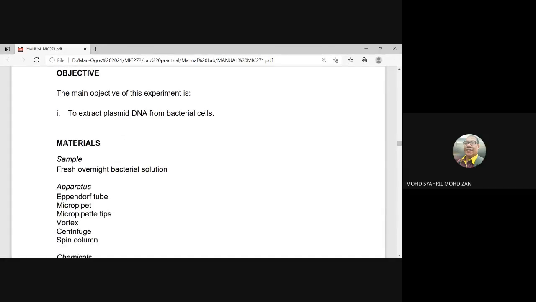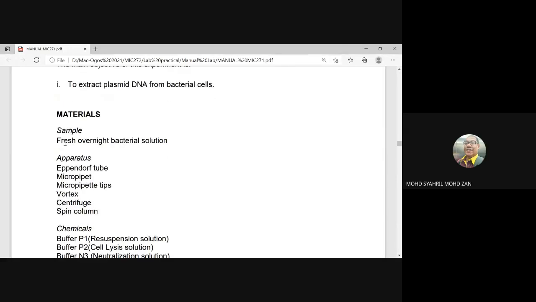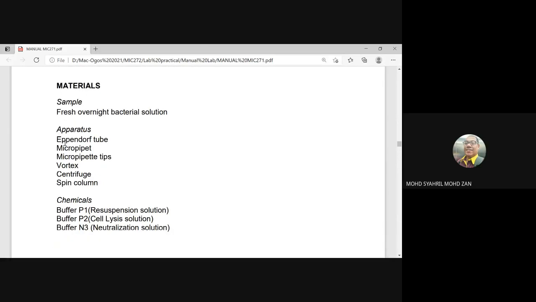First of all, the material that we need is the samples. Mostly we use an overnight bacterial solution, but fresh. Culture the bacteria in broth and leave it for 24 hours. Mostly with fresh bacteria within 24 hours we can extract a lot of plasmid DNA. So we are going to extract plasmid from that bacterial solution. The things that we need for the experiment are, number 1, Eppendorf tubes, micropipette tips, vortex, centrifuge, and spin column.